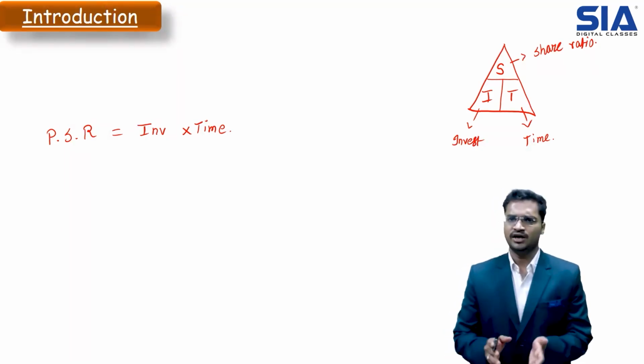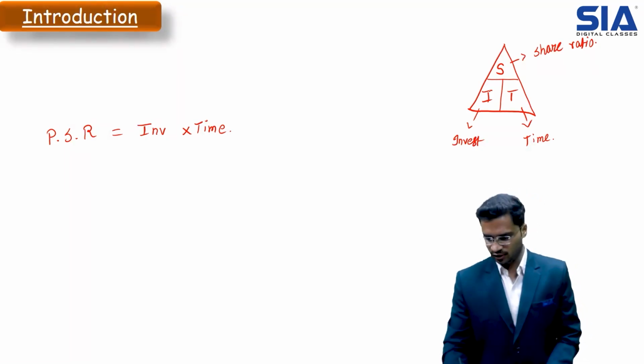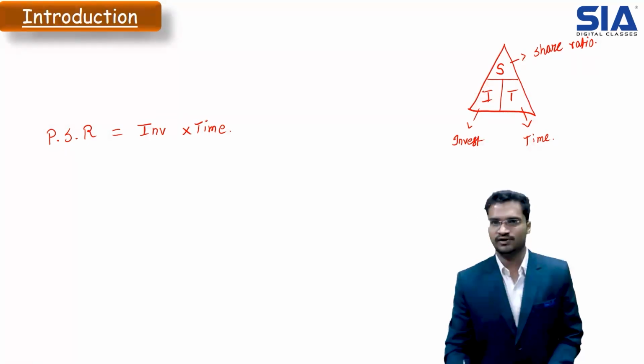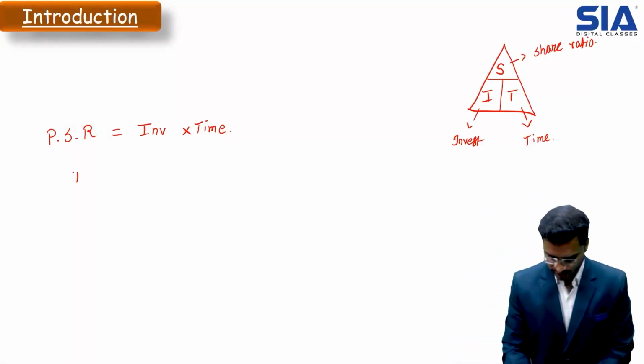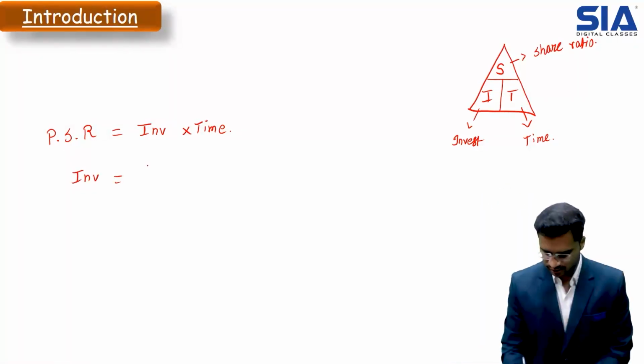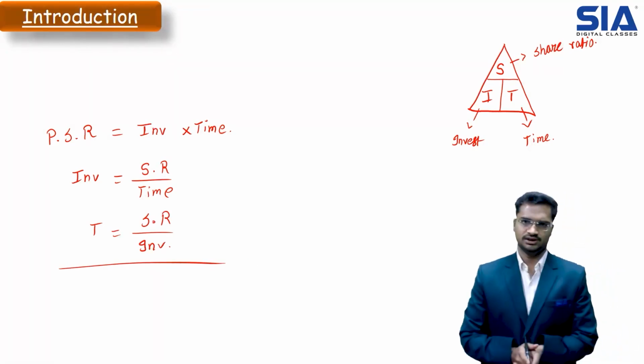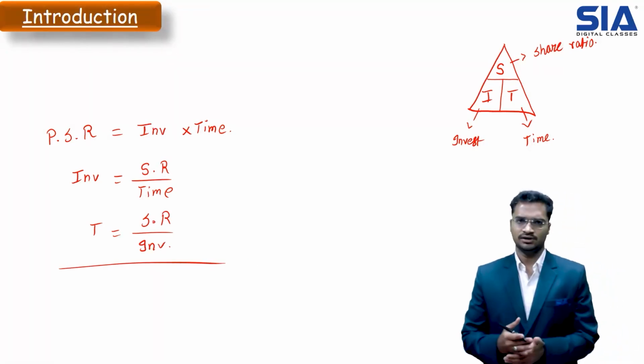In the same way, if I want to find the I value, the investment value, I have to keep a finger on or close the I value. Then I'm left with S by T. So investment is equal to sharing ratio divided by time. In the same way, T is equal to sharing ratio by investment. So these are all the formulas in partnership. Let us start our questions.